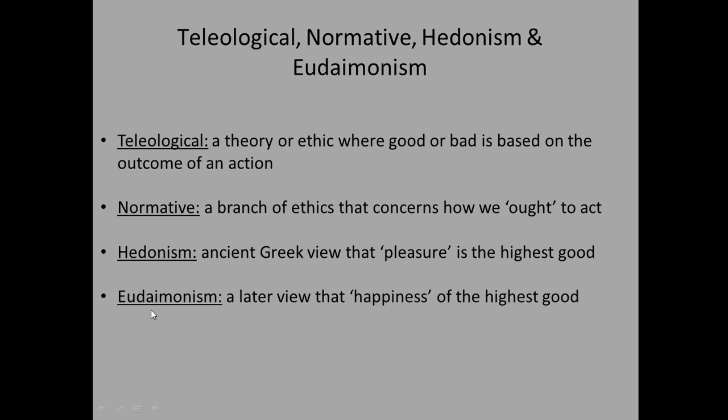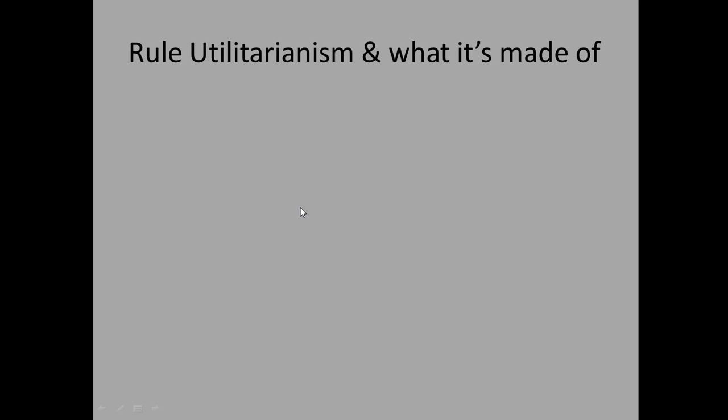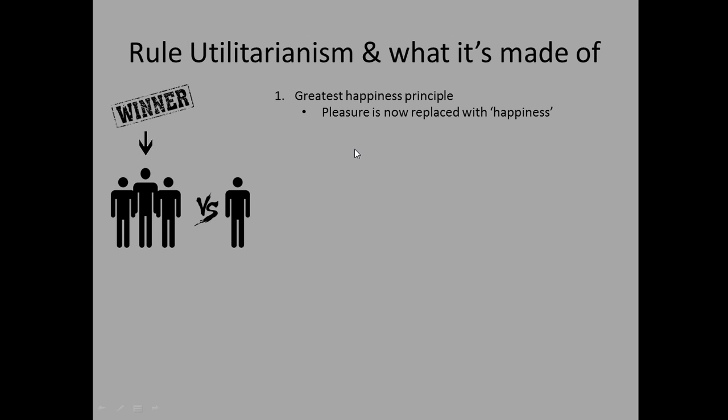Now, I did also say in the last video that there was a bit more to eudaimonism than just saying that it's a later view that happiness is the highest good, as opposed to pleasure. But it is more or less what you need to know, because John Stuart Mill sort of replaced Bentham's idea of pleasure with happiness. So, what is rule utilitarianism made of? Greatest happiness principle, as we just said, pleasure is now replaced with happiness. As opposed to where Bentham was talking about pleasure being the highest good, we are now saying that happiness is the highest good. We're still putting into play the idea of greatest good for the greatest number.